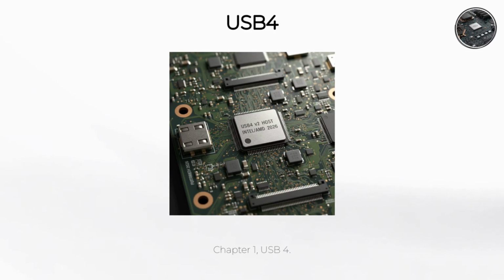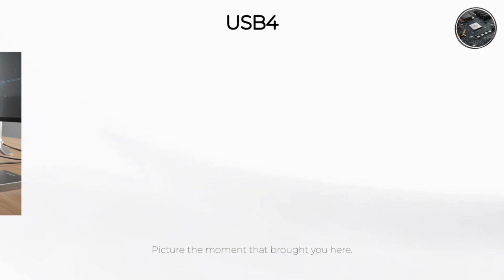Chapter 1, USB4. We start with a strict promise you can test at home: map lanes, link rates, and feature flags to predictable outcomes, not vibes or logos. Picture the moment that brought you here.